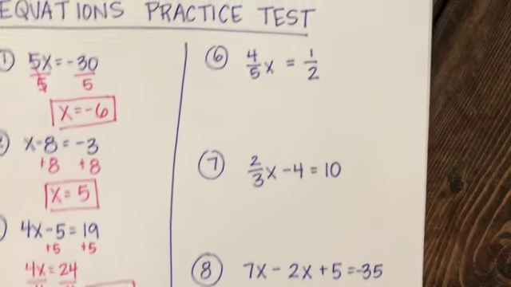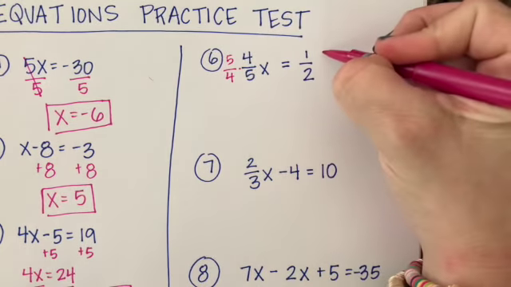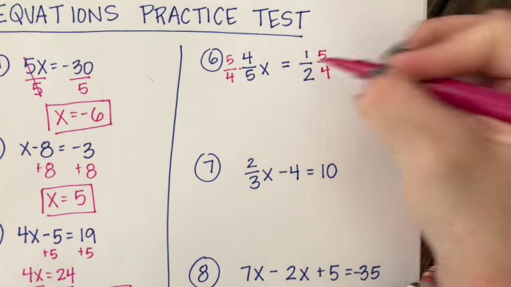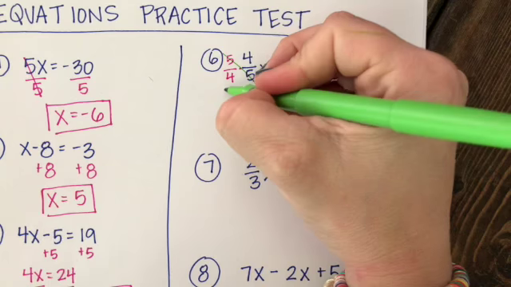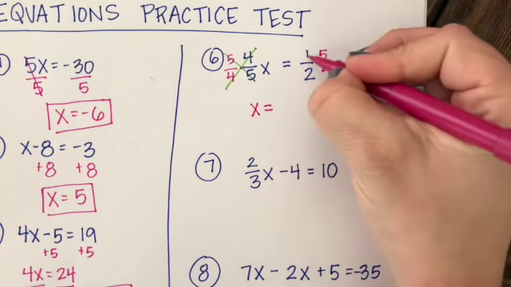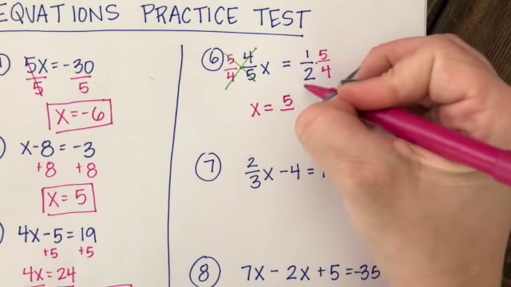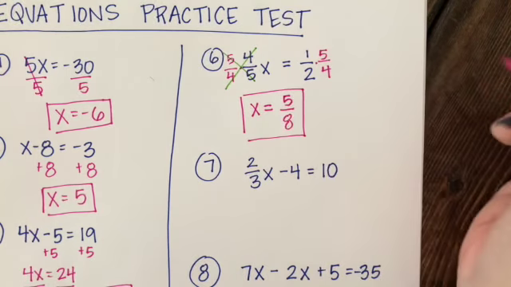Okay, number 6. When you're multiplying by a fraction, you multiply both sides by the reciprocal. So I'm going to multiply both sides by 5 over 4. 5 and 5 cancel, 4 and 4 cancel. X equals 1 times 5 is 5, 2 times 4 is 8. So x equals 5 over 8.